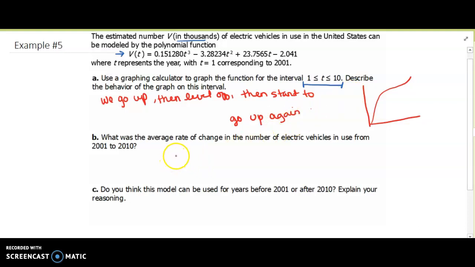Okay, so here it says, what is the average rate of change in the number of electric vehicles in use from 2001 to 2010? So anytime we hear the words average rate of change, we should be thinking of slope. And to calculate the slope, we need 2 points. So we want to find the point at 2001 and the point at 2010. In 2001, we know that our t value is going to be 1, and in 2010, our t value is going to be 10. So now all I have to do is find the y coordinates, and I'm just going to go back to my calculator for that.